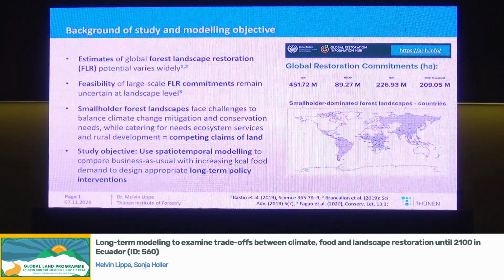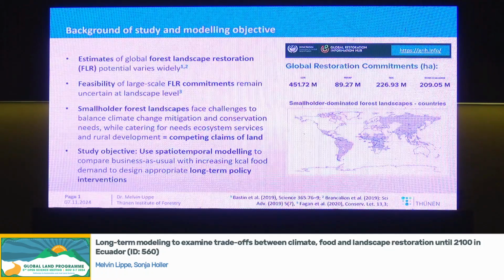Okay, so the background of the study: I liked the first day keynote, the last one. He talked about the global potential of restoration and that he found it quite a critical issue because it can lead to competing claims. So that's also the motivation of the model development we did here. If you look at forest landscape restoration globally, the analysis results are different, or let's say the diversity is high. That means the potentials can be high, they can be low. Then you also have country commitments, the Bonn Challenge, other kinds of commitments. However, the feasibility of these large-scale commitments in sub-Saharan countries is still somehow uncertain.